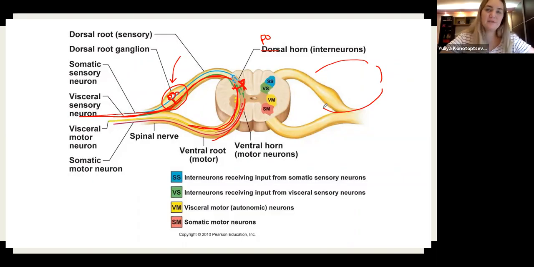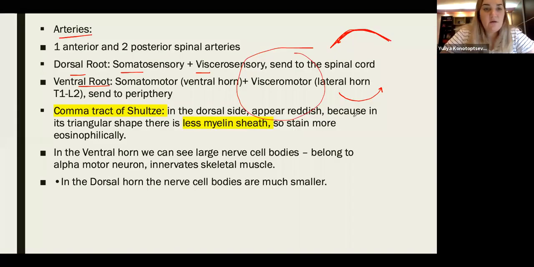A very good example is the patellar reflex, right? When I hit your knee, that's the sensory neuron, right? It connects to the interneuron, connects to the somatic motor. Somatic motor innervates my skeletal muscles of the leg, creating this jerky movement every time you hit the knee, right? Okay.